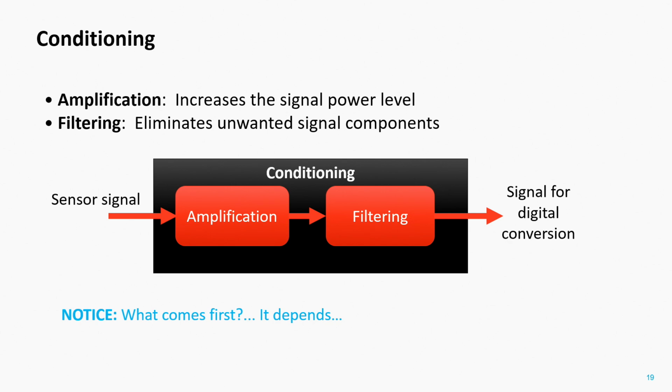The amplification is the one that increases the signal power level, and the filtering is the one that eliminates unwanted frequency components in the signal. It's important to note which of these parts has to come first, depending on the type of signal the transducer is giving at the output.